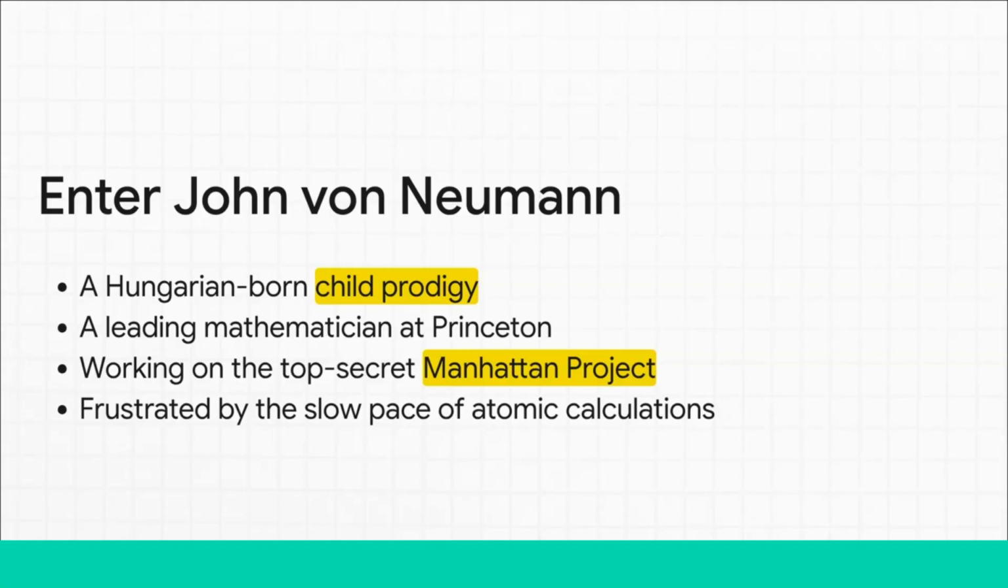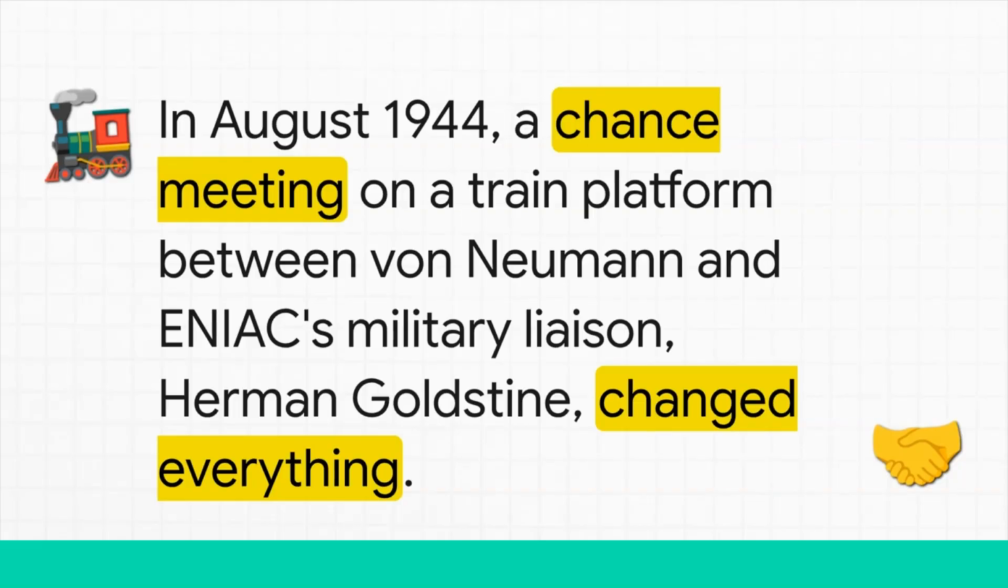And just like the Army, he was getting incredibly frustrated with how slow the calculations for the atomic bomb were taking. History can turn on the smallest moments. And in August 1944, one of those moments happened. Herman Goldstein, who was the military guy in charge of the ENIAC project, was just waiting for a train. He bumps into von Neumann, who he knows.